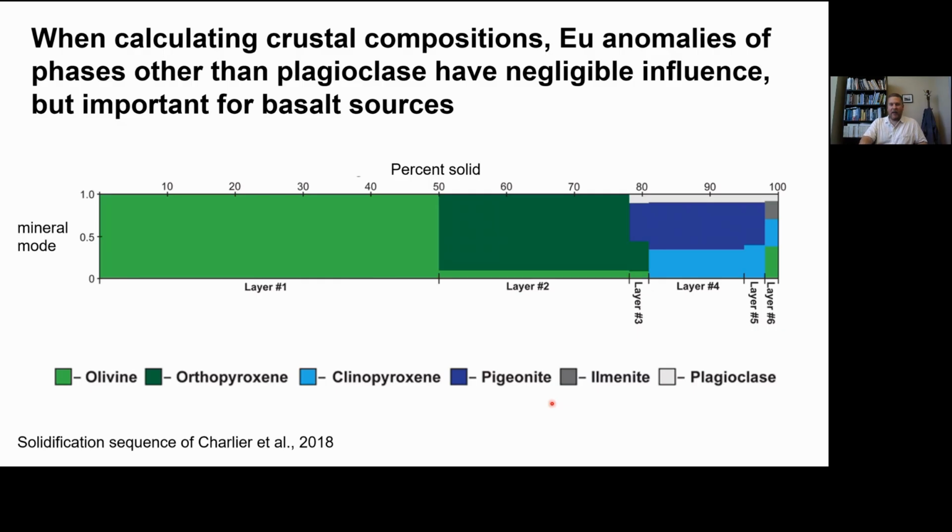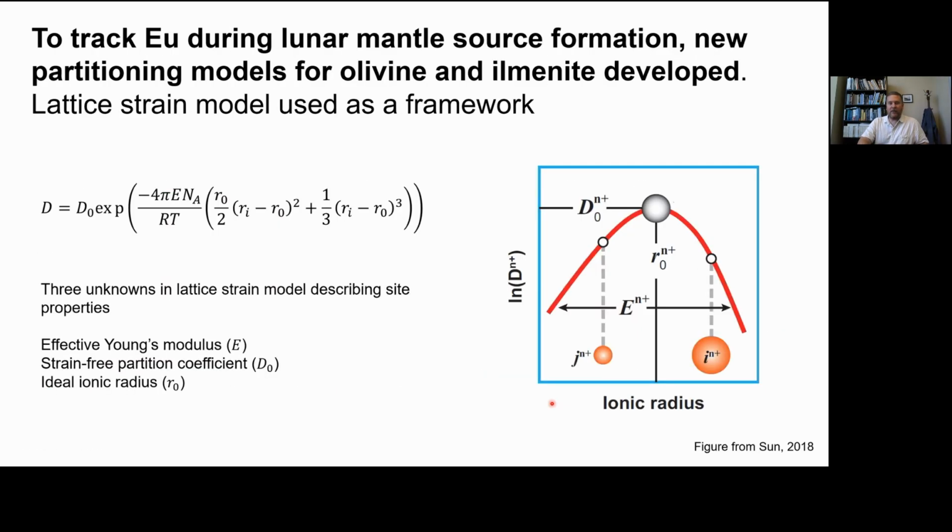And in some cases, there were FO2-dependent partitioning models that had been developed that we could use that were published in the literature. In other cases, there weren't for some phases, specifically for olivine and for ilmenite. And so we had to develop new predictive trace element partitioning models for those phases. And we used the lattice strain model as a framework. Then on the right here is the schematic showing how the lattice strain model works.